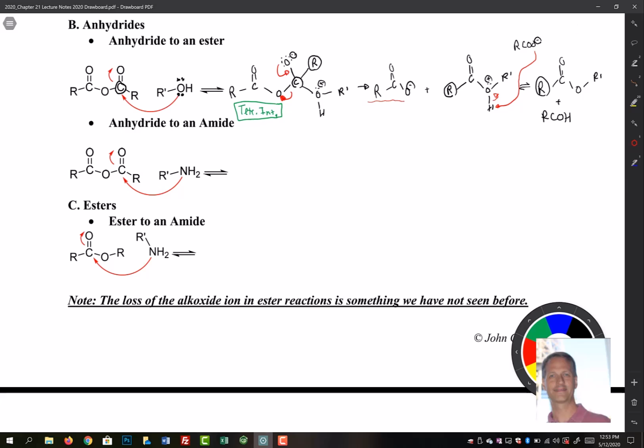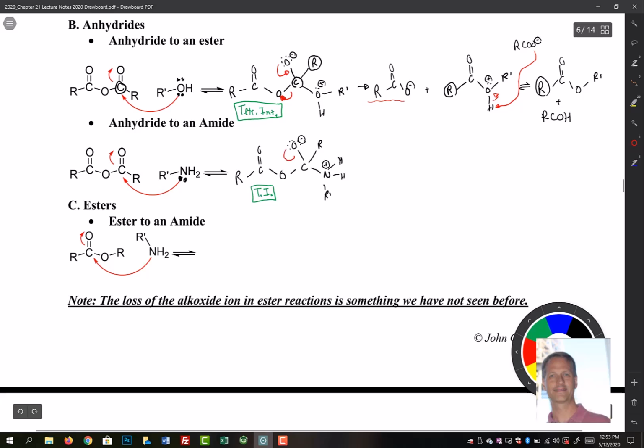All right. Well, what about the anhydride to an amide? Again, same general reaction that we just saw. So we're going to swing around. We're going to form our oxygen with our minus charge, our R group, your nitrogen with your R prime, your H, and your plus right there. All right, so there's your tetrahedral intermediate again.